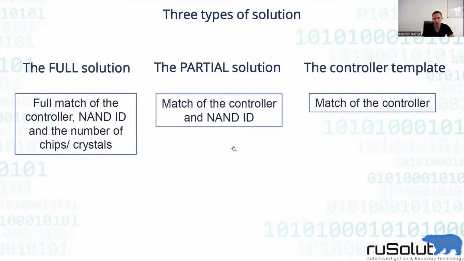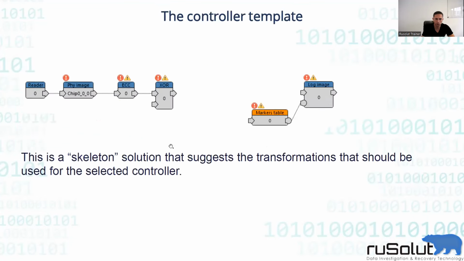So for those cases, we made kind of controller templates that will look like this. So we know that this controller, for example, you selected, I don't know, some Phison controller. And we know that that controller normally uses firstly ECC, then XOR, then maybe pair, and then marker table. And with quite a big chance, in your example, it will be the same.